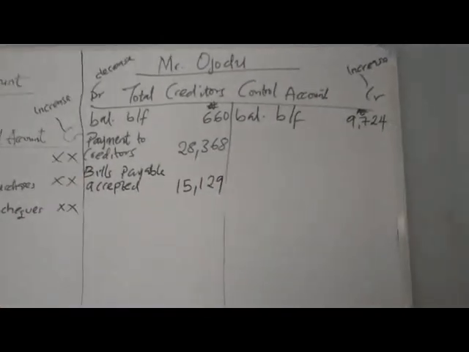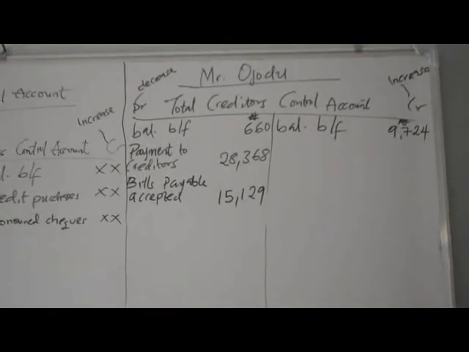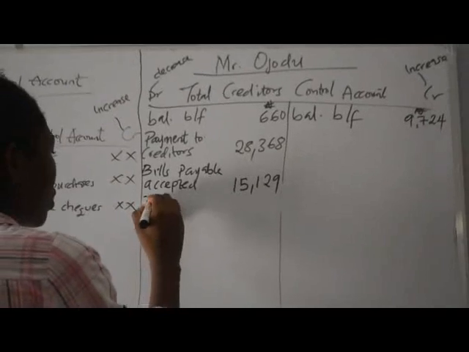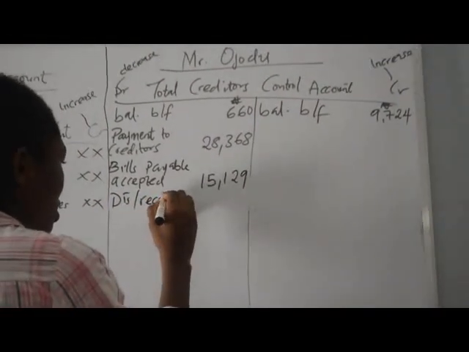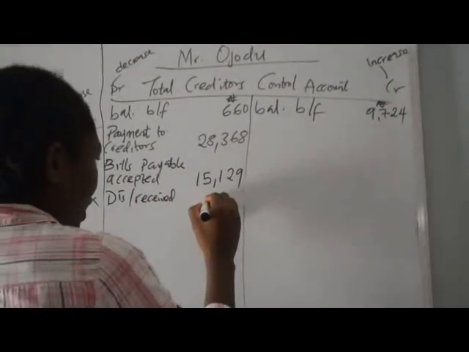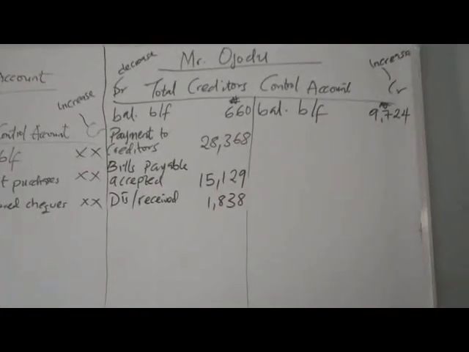15,129 naira, okay. Now the next thing we have is a discount received. Now the discount received from our suppliers reduces the amount owed to them, okay. So our discount received will also be debited. Alright, a discount received of 1,838 naira. That's our discount received.